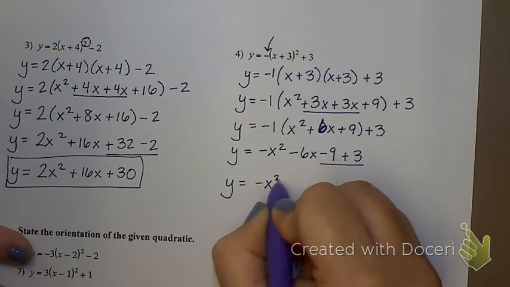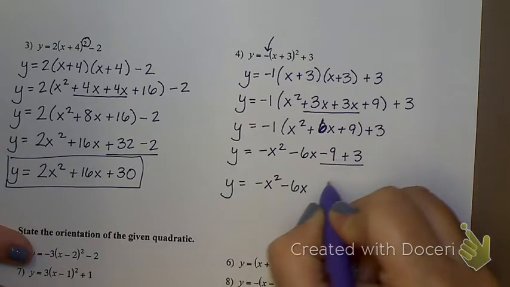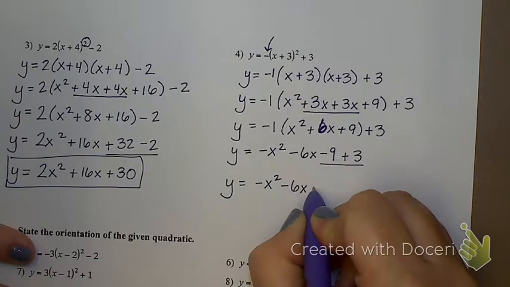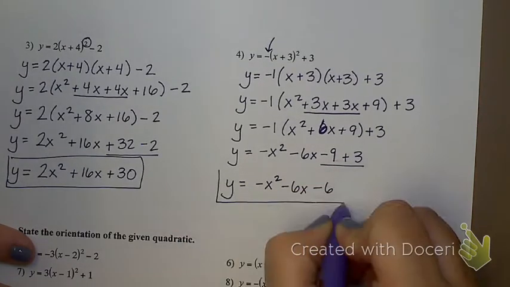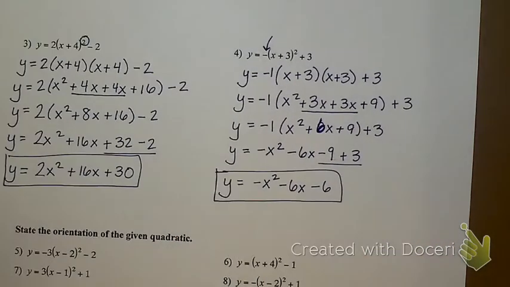-x squared minus 6x, and then -9 and positive 3 is -6. And that's my final answer.